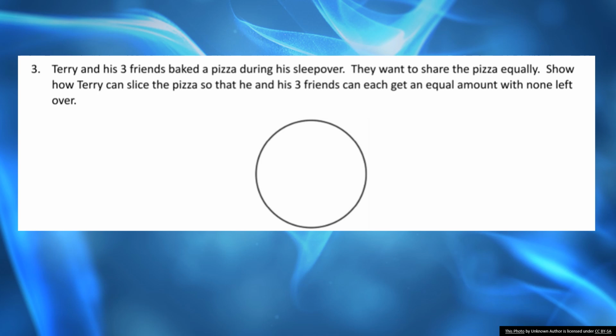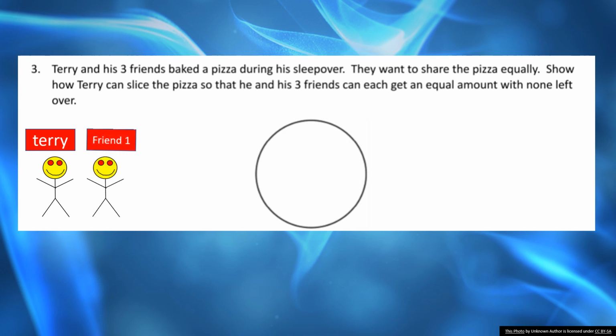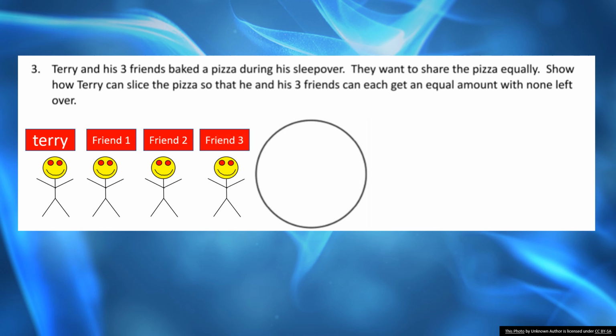So Terry and his 3 friends. I like to draw people out, write their little names, right? So here we go. We have Terry. Hey, Terry. Okay, that's Terry. And his 3 friends. This is friend 1. Hey, friend. Friend 2, hey friend 2, and friend 3. All right, friend 3, they all look like Terry. Maybe it's twin day at school. Don't know. All right, so we have Terry, we have his 3 friends.